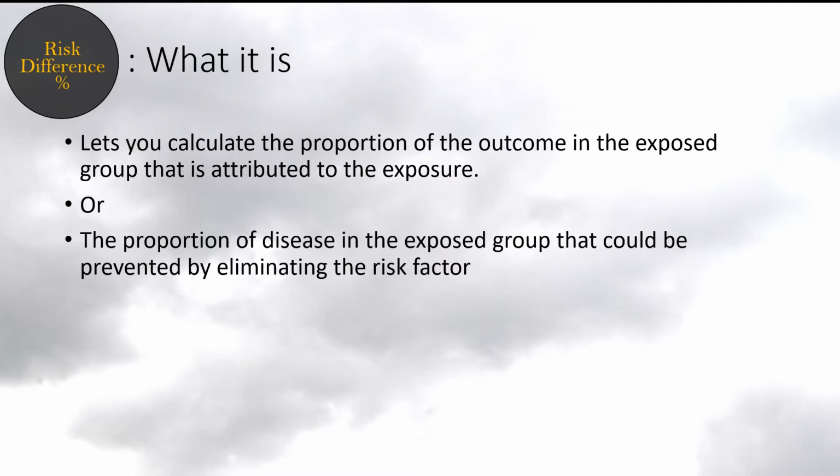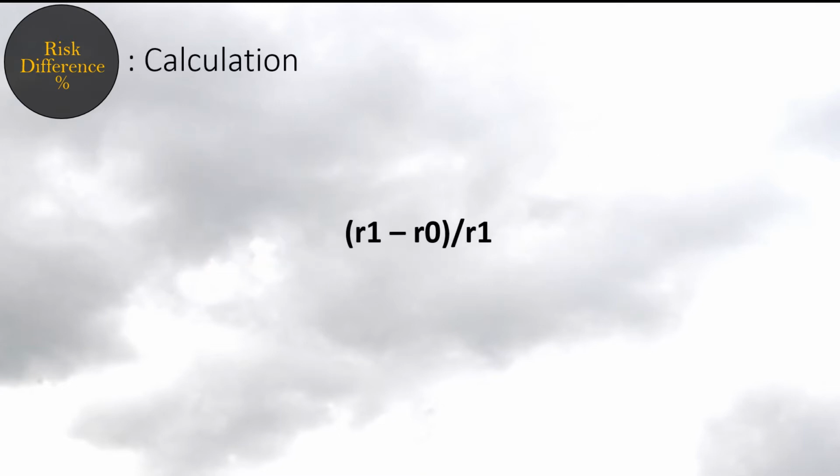Like before, where we're talking just risk difference, it's looking at, because the non-exposed also have an outcome, we're trying to find out what the true risk of having this exposure is. So it's the proportion of the disease in the exposed group that could be prevented by eliminating the risk factor, in another format. So here is the calculation. It's exactly risk difference, put brackets around it and divide it by the exposed group.